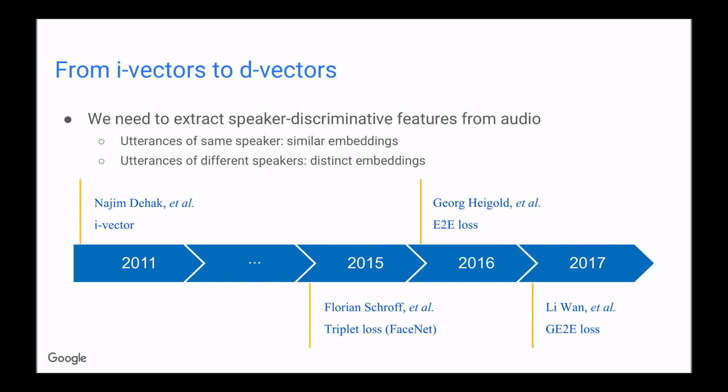Then in 2015, Google published a paper about FaceNet, which used the triplet loss to learn neural network embeddings for faces. Since then, lots of work started to use triplet loss to compute speaker embeddings as well. As long as the speaker embeddings are extracted using neural networks, people call them D vectors. The letter D is for deep. Then in 2016, the end-to-end speaker recognition loss was proposed, and in 2017, we proposed the generalized end-to-end loss.